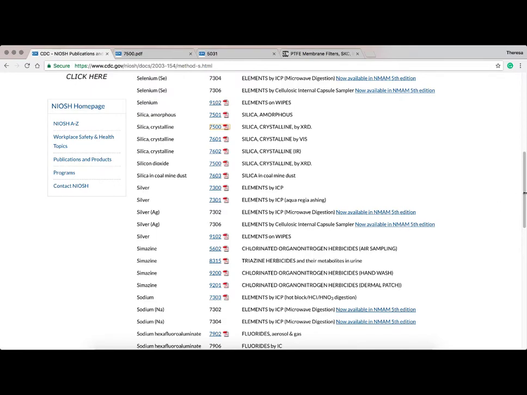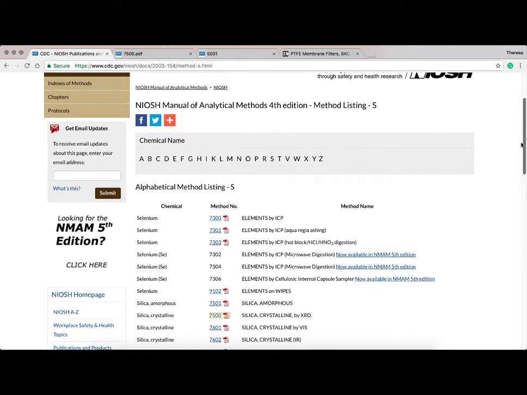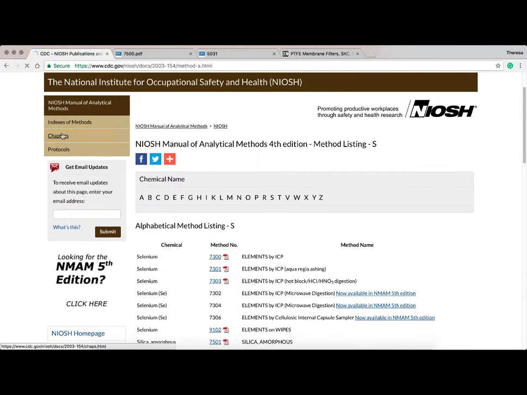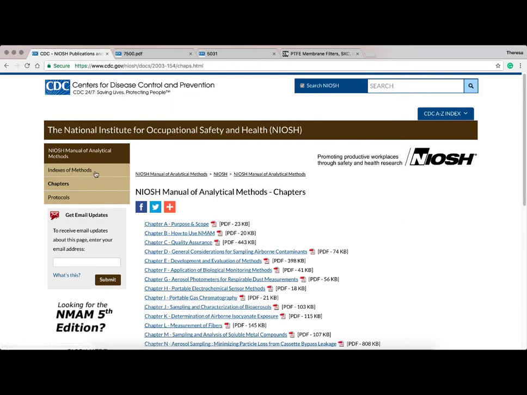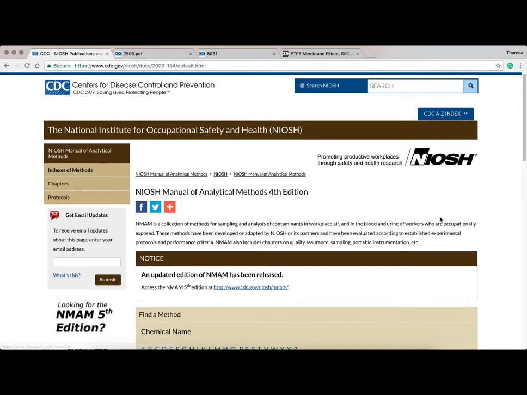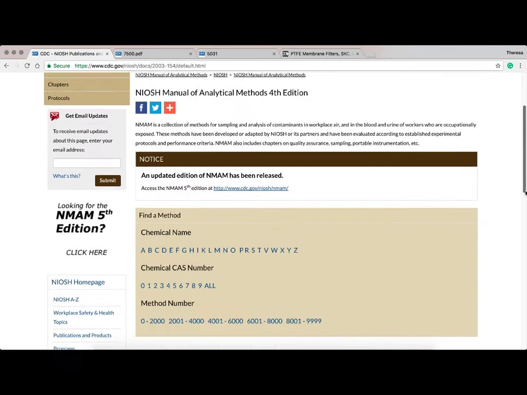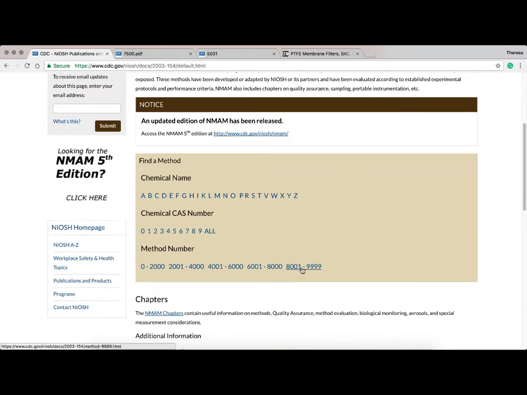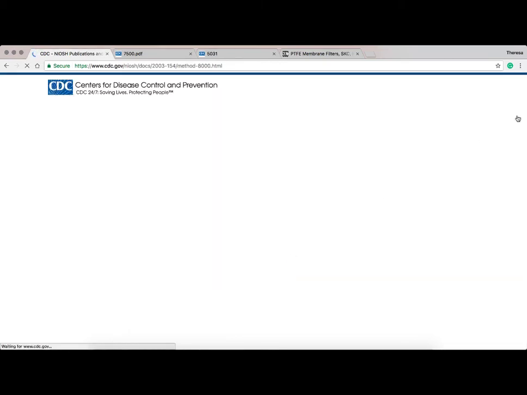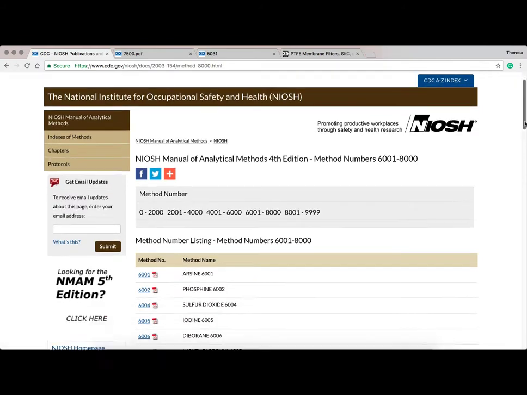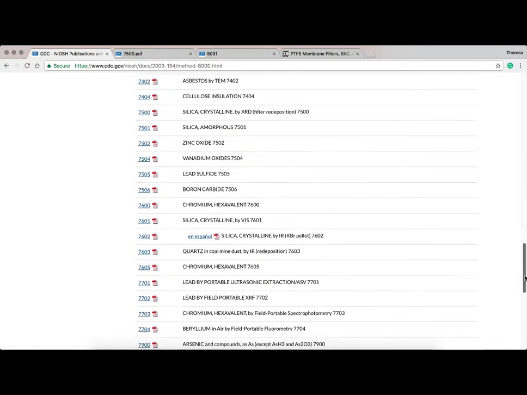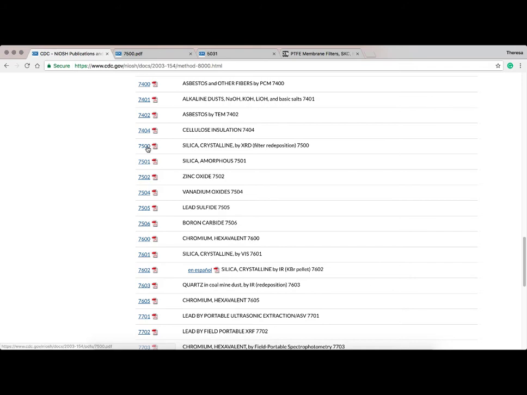You can either search by name, or if you know the method number, you can search by number, or you can search by CAS number as well. So if I knew I was looking for 7500, I can find the same method that way.